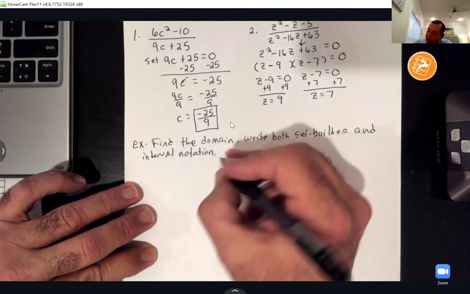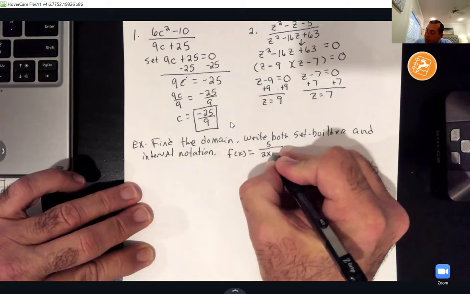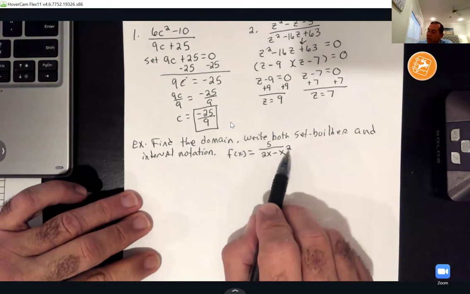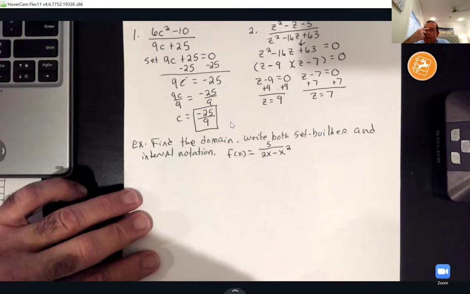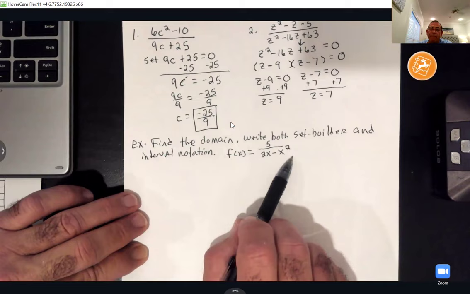All right, y'all, so let's see what we got here. The first one I got is f of x equals 5 over 2x minus x squared. So the x squared is telling me I got to get two answers on this one to kick out, okay? Remember, single variables, like this C, we only had one number. Anytime you got an exponent of 2, you got to get two numbers. So we're going to set this equal to 0.